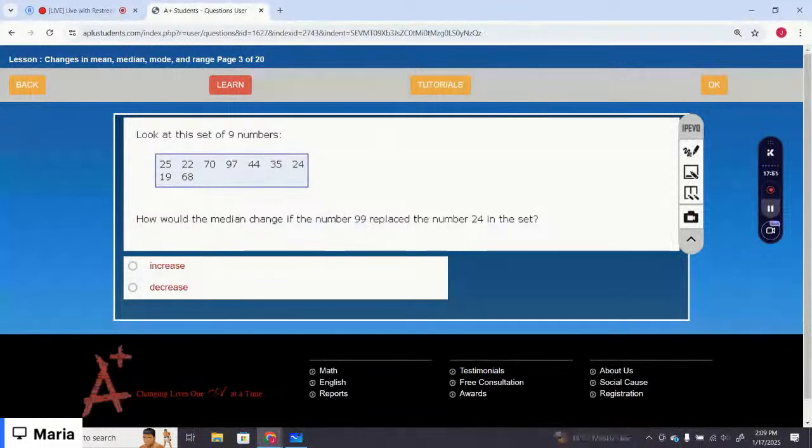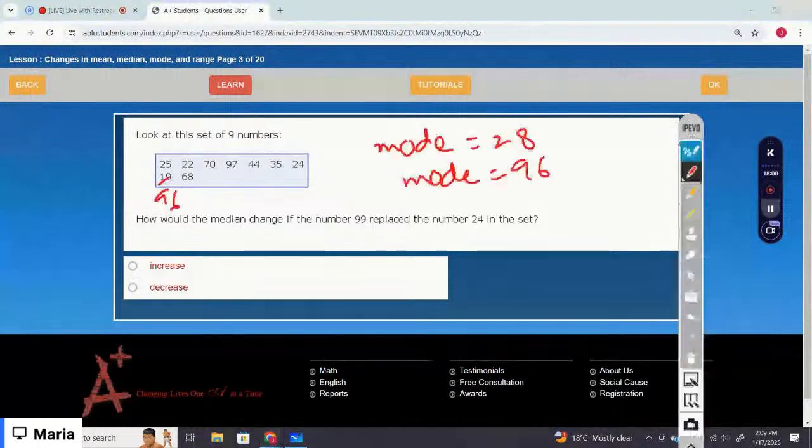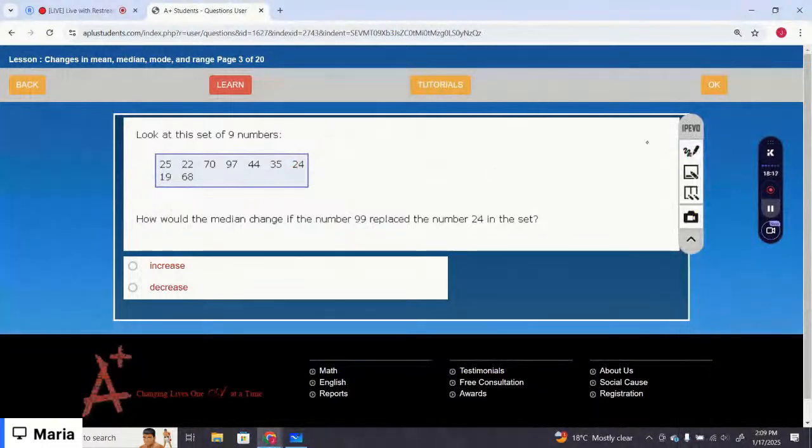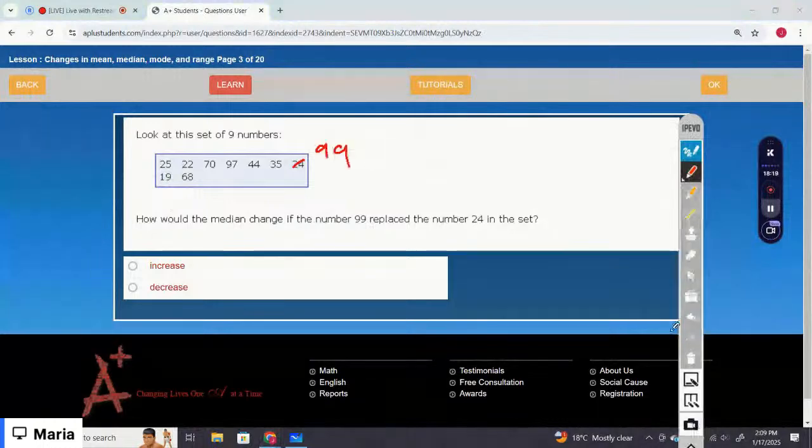Look at the set of 9 numbers. How would the median change if the number 99 replaced the number 24 in the set? So you have to replace 24 by 99, right? First, you have to calculate the median. The median is the middle number, right? Let's just arrange the numbers from least to greatest.